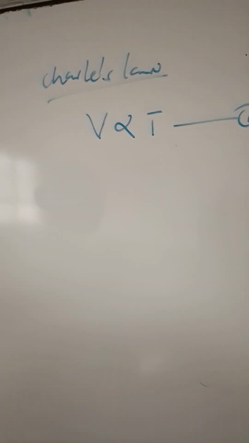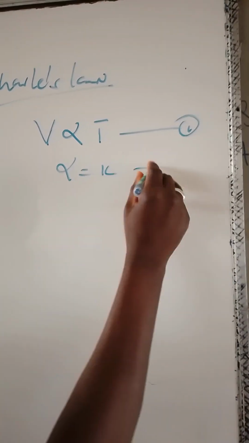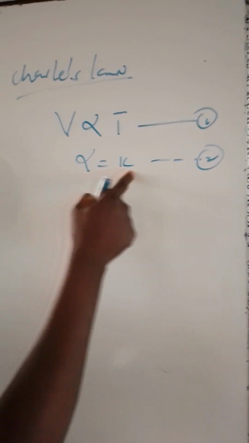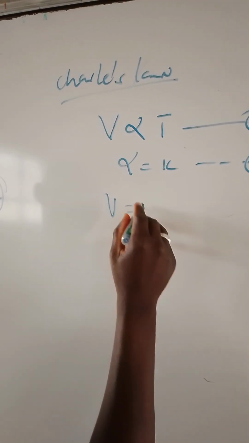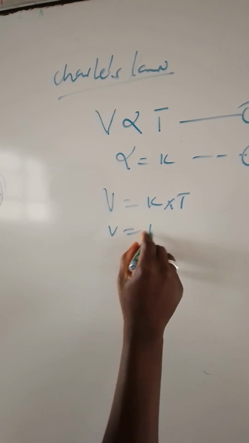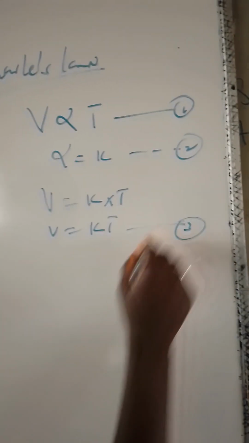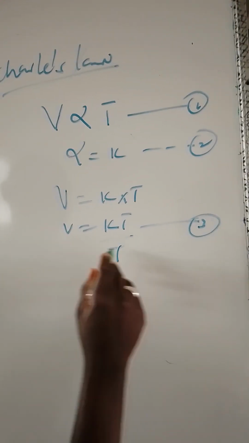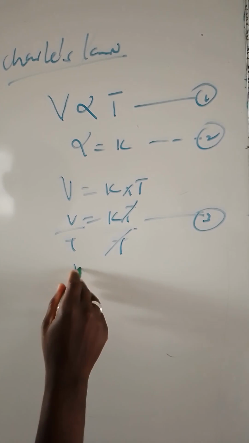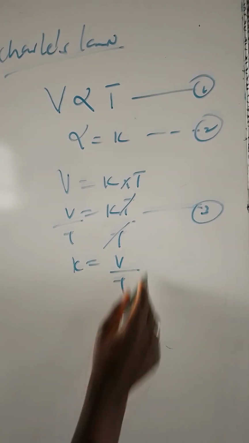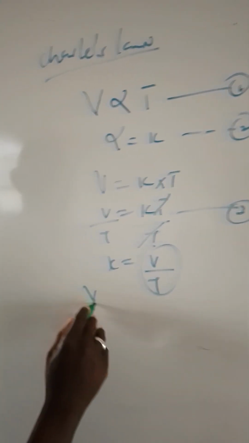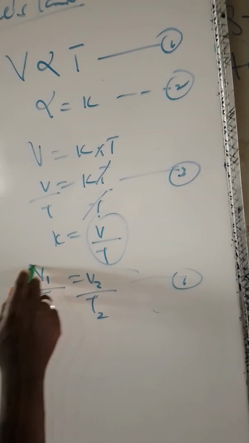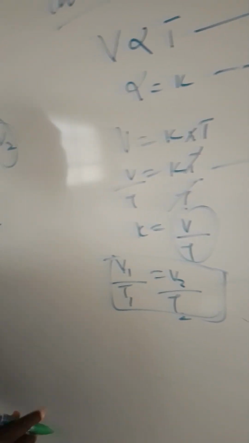We call it equation 1. Then we have the proportionality equals K. We call this equation 2. Substitute 2 in 1: wherever you see proportionality, put K. We have V equals K times T, equation 3. Therefore, make K the subject of the formula: divide both sides by T, T cancels T. K equals V over T. And this is the formula for Charles' law, where we have V1/T1 = V2/T2 respectively.